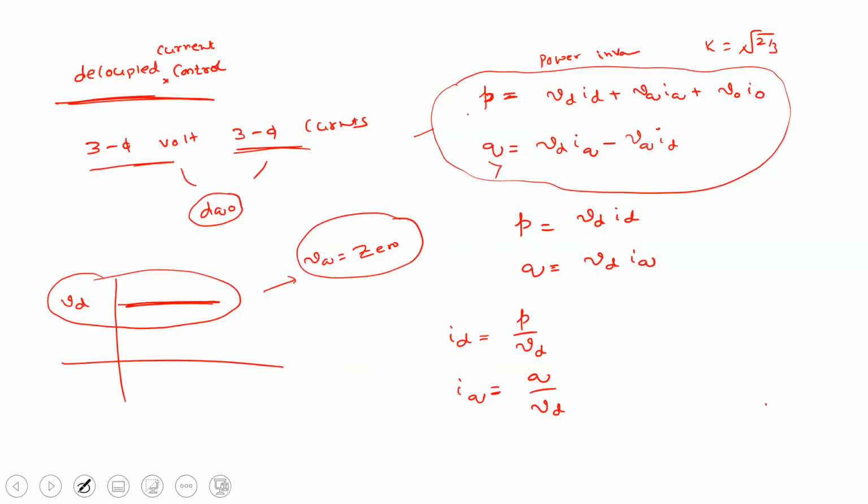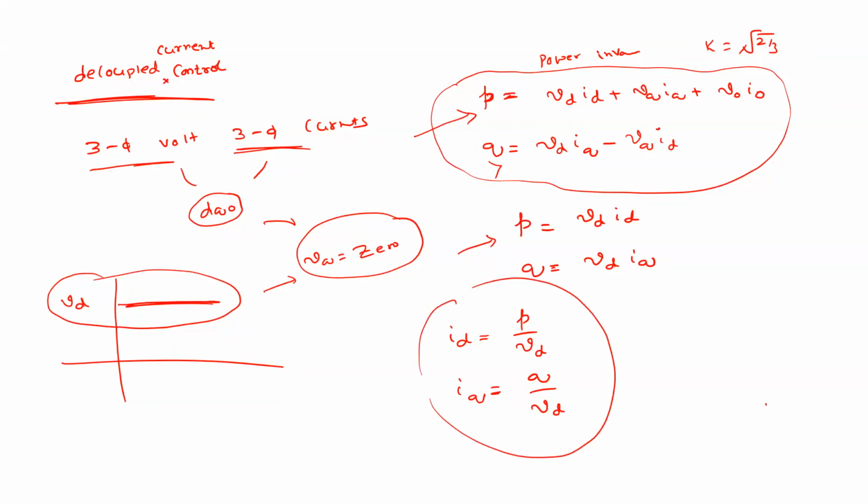So these are the original formulas. When the three-phase grid voltages are balanced, VQ will be 0, and so these are the equations. P is VD into ID, and Q is VD into IQ. From this you can calculate the value of ID and the value of IQ. So ID is P by VD and IQ is Q by VD.